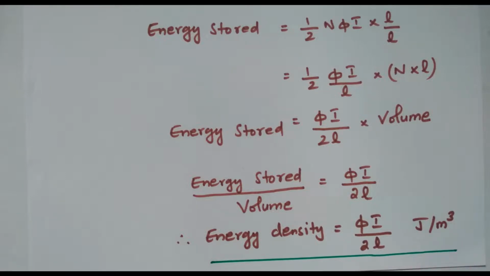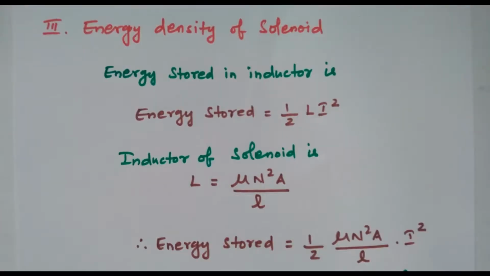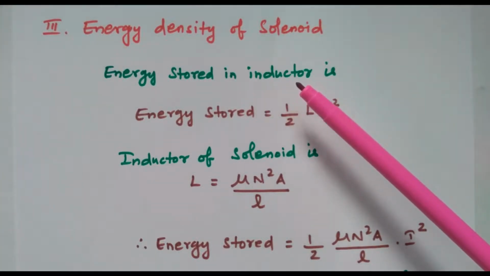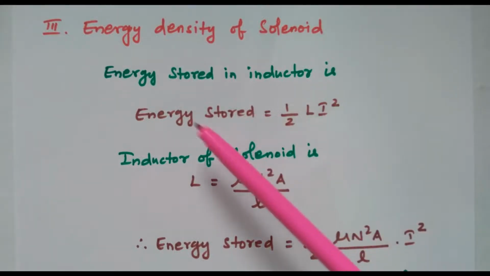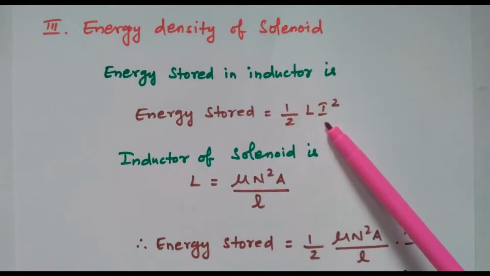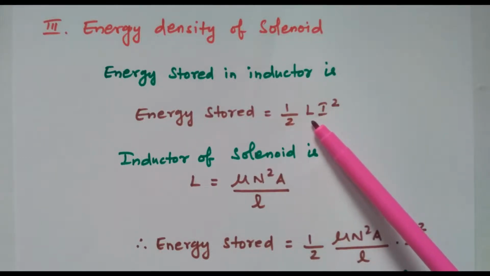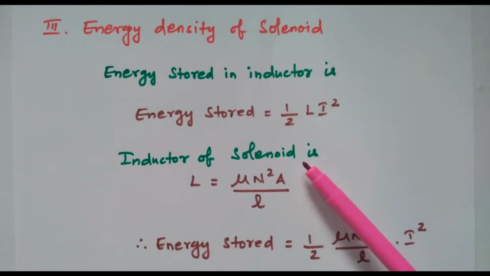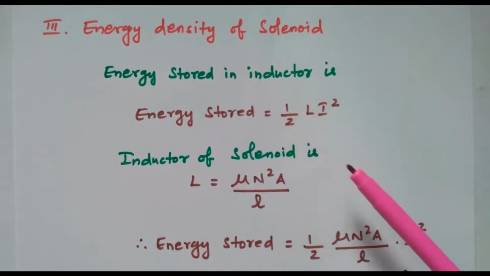Now we'll see the energy density of the solenoid. This energy density is nothing but energy stored per unit volume. So first we will refer to the energy stored in the inductor. Energy stored equal to half L I square. In that, what is the inductance value? In the previous derivation we used the general formula L equal to N phi by I. Here we are referring to the inductance of a solenoid, because we are going to find the energy density of the solenoid, right?